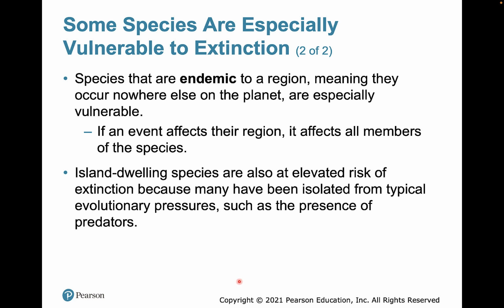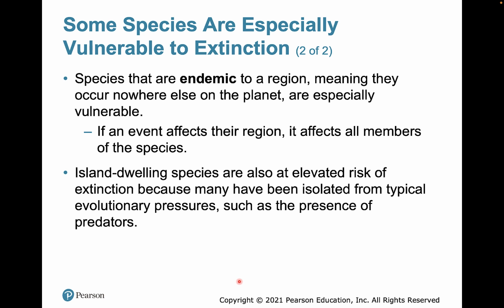There are species that are endemic to a region, which means they live in one place and nowhere else on the planet. So they are super vulnerable. If there's anything that affects that region, it's going to affect all of the members of that species. And then you have island-dwelling species that are also vulnerable to extinction because they've been isolated and they haven't had to develop a lot of the mechanisms to defend against predators.